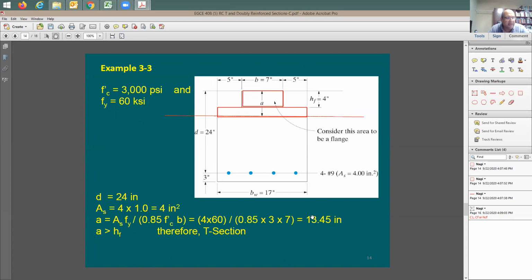Why? Because this number assumes that the block depth and the width is going to be something like this, right? Look at the equation. It says 0.85 f'c times b. So the width I used in determining this a lowercase compression block depth was a small width, 7 inches. This is why the depth is so big, 13.45. But I know for sure that the compression block depth is going to be somewhere in here. This is the reason I'm going to recalculate this a.